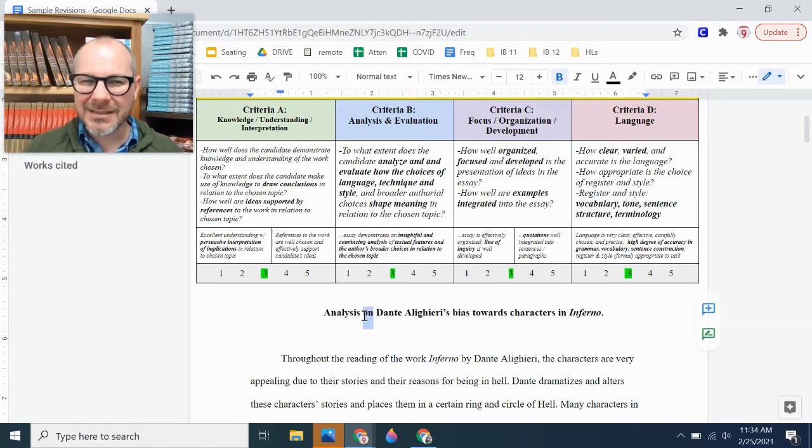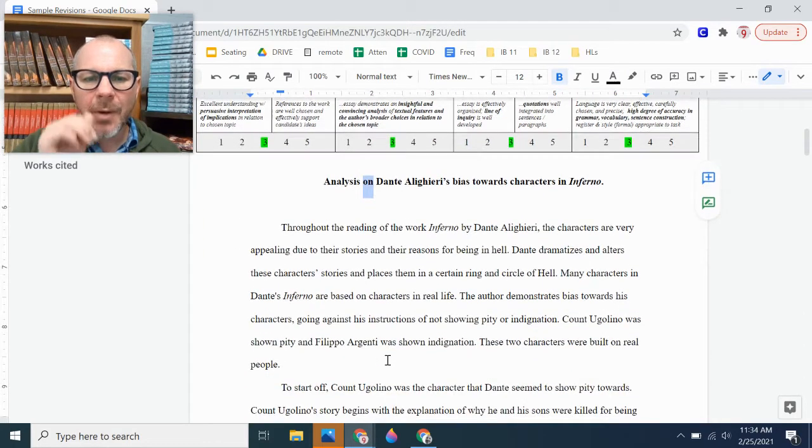Really, when we do analysis, I would say that throughout the reading of the work Inferno by Dante Alighieri, the characters are very appealing due to their stories and their reasons for being in hell. Dante dramatizes and alters these characters' stories and places them in a certain circle of hell. Many characters in Dante's Inferno are based on characters in real life. The author demonstrates bias towards his characters.